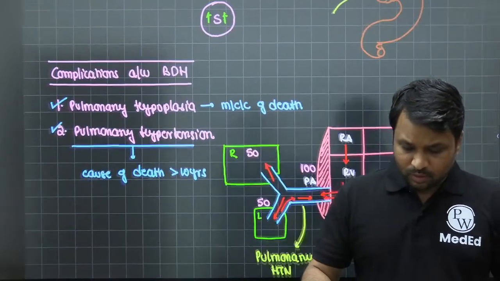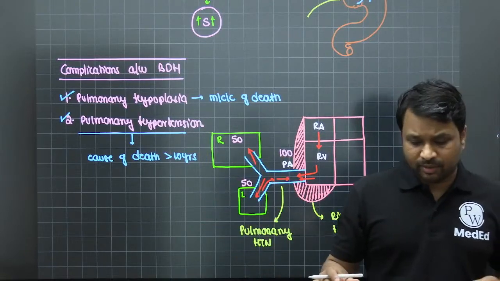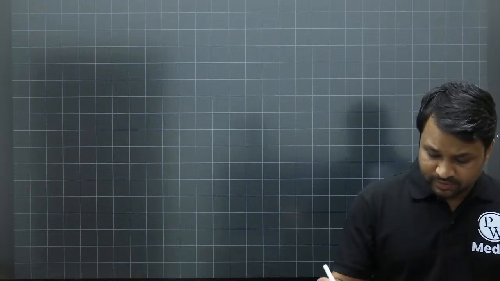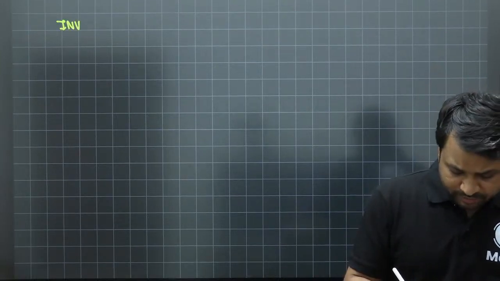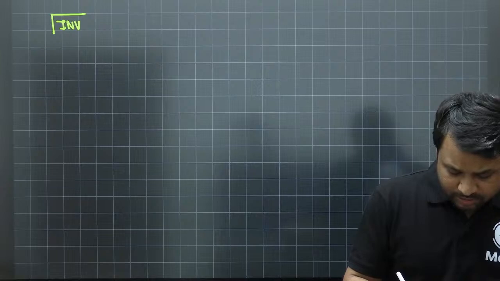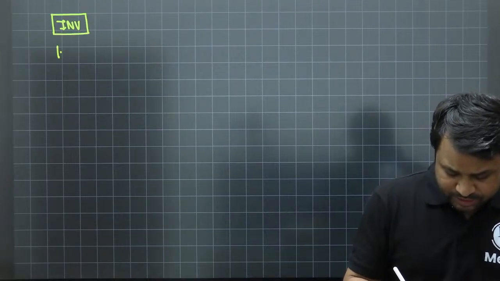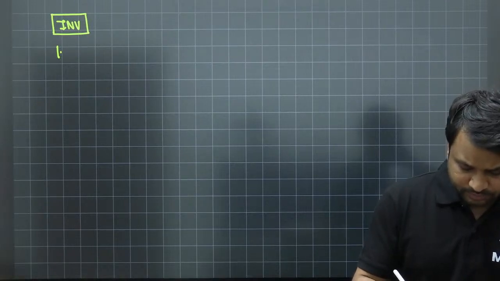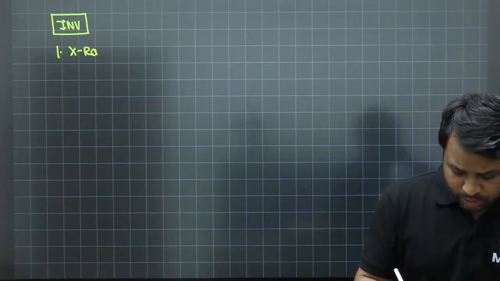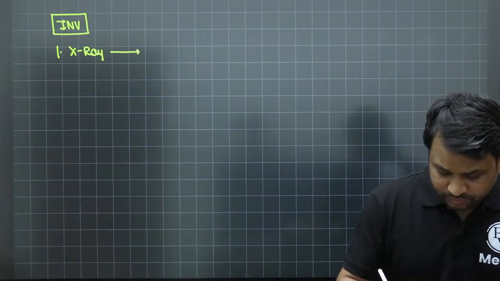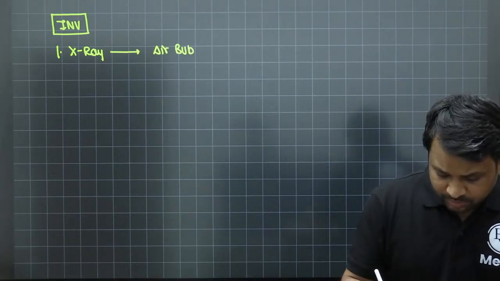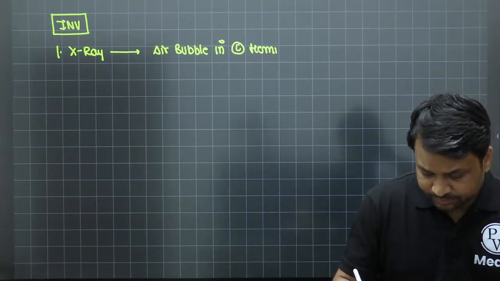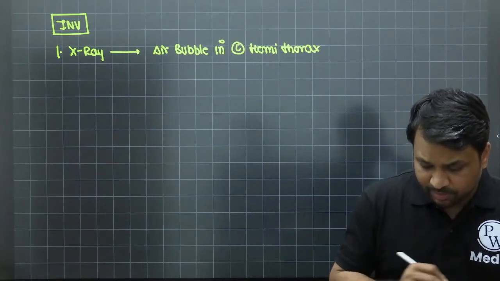Now, once you have a fair idea about what is happening, let's talk about how you would evaluate. In terms of investigation for congenital diaphragmatic hernia, because the baby presents with respiratory distress, the first thing I would do is an X-ray. Rather than a chest X-ray, I'll get a whole X-ray done. Now on an X-ray, what do you find? There will be presence of an air bubble in the left hemithorax.